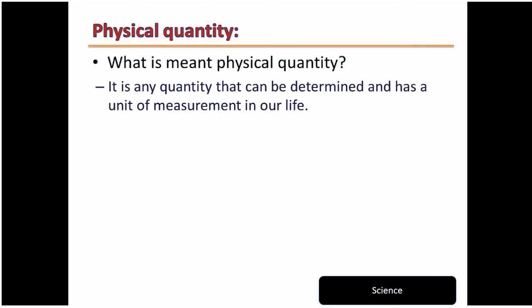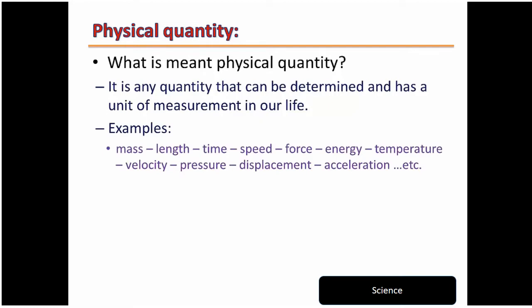Physical quantities. What's meant by physical quantity? It is any quantity that can be determined and has a unit of measurement in our life. For examples, mass is measured in kilogram or gram. Length is measured in meter or kilometer. Time is measured in second or hour.